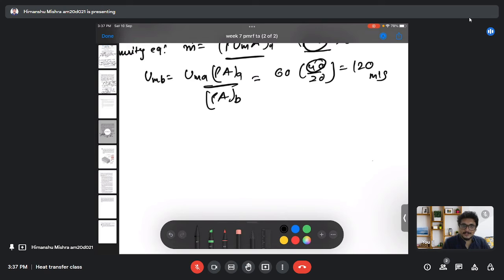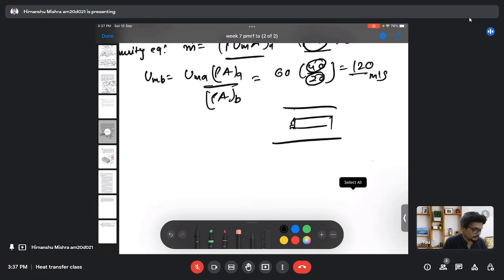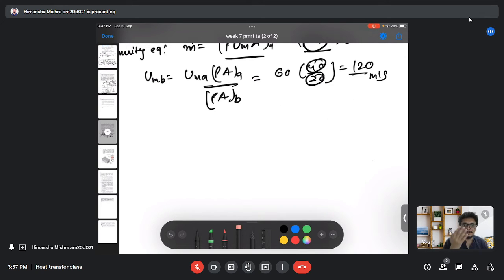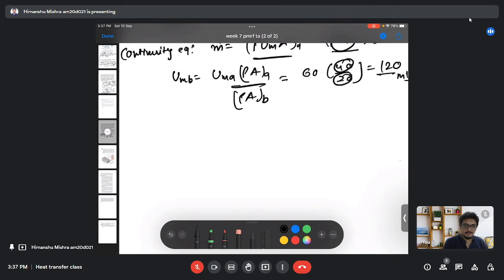So this was my area, 40 mm for case A, and when we introduce the 20 mm thick plate, my cross-sectional area gets reduced by half. So accordingly, my velocity will be doubled from the earlier case, from the continuity equation. So we get a velocity of 120 meters per second in this case. Now we will use a similar analysis to what we did for case A. We will find the Nusselt number, heat transfer coefficient, and then the heat flux.